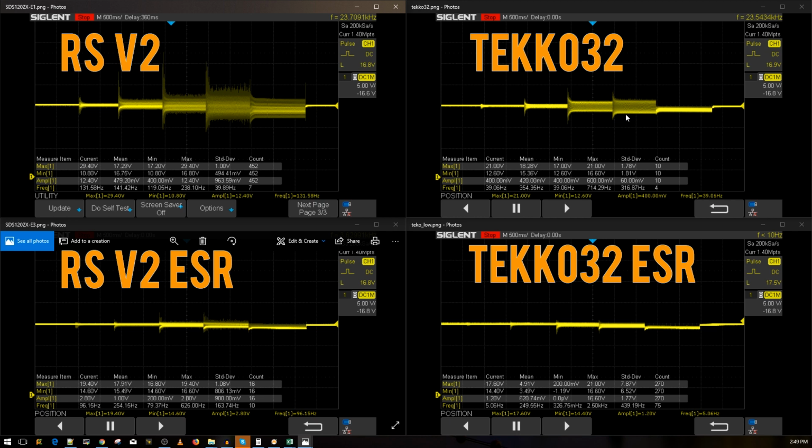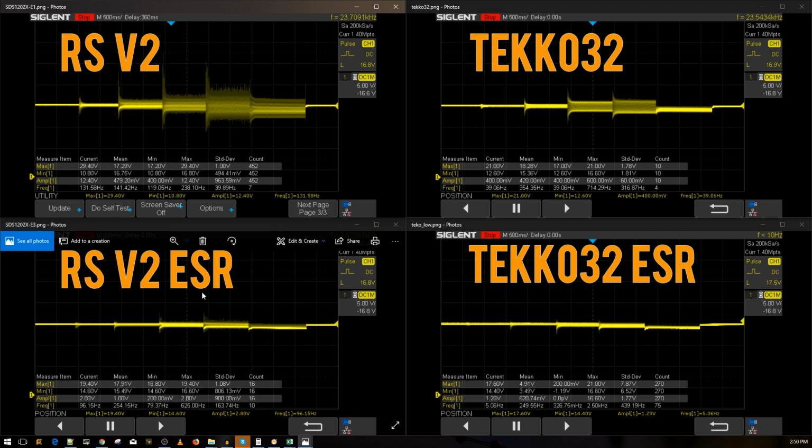Now, before I applied the low ESR capacitor to the Racerstar V2, I was wondering, will the TECO 32 still be better in terms of noise and voltage spikes and voltage drops? I didn't know, because what I did first was the testing on the Racerstar V2, and then I went for the TECO 32. It just makes my life a little bit easier.